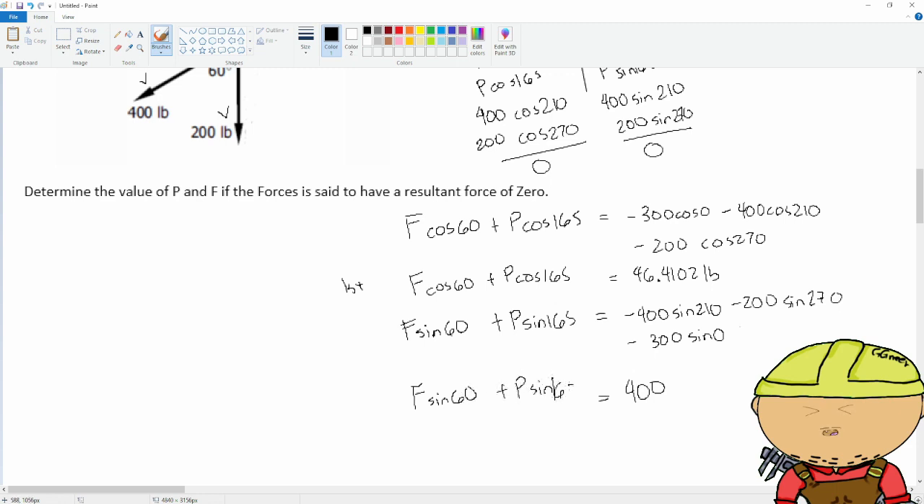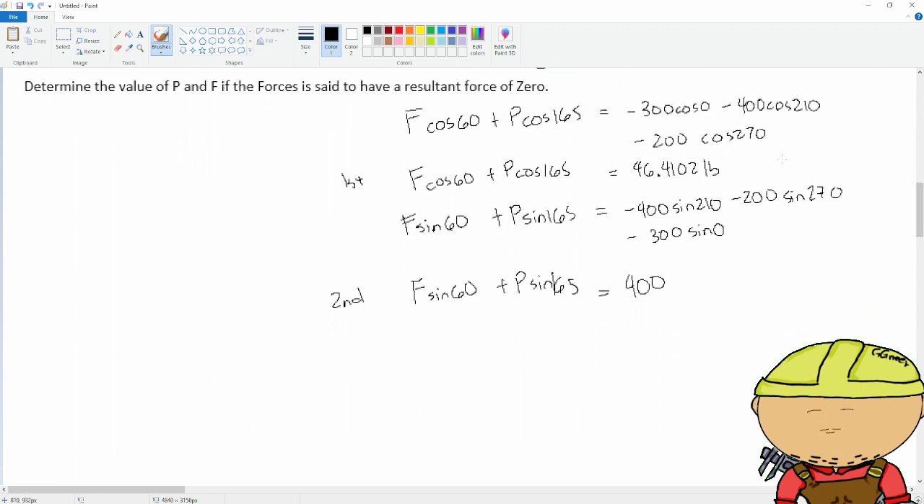And that is an example of two equations, two unknowns. This is the first equation, this is the second equation. One thing we could do is the substitution method or the elimination method. I'm going to do the elimination method. Divide this equation by cosine 60.